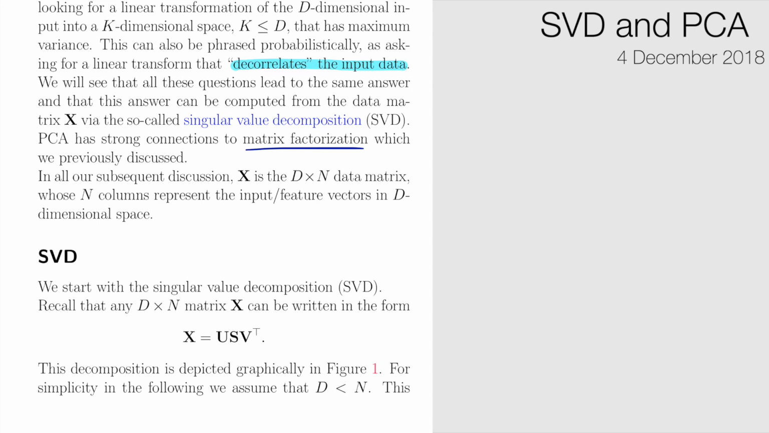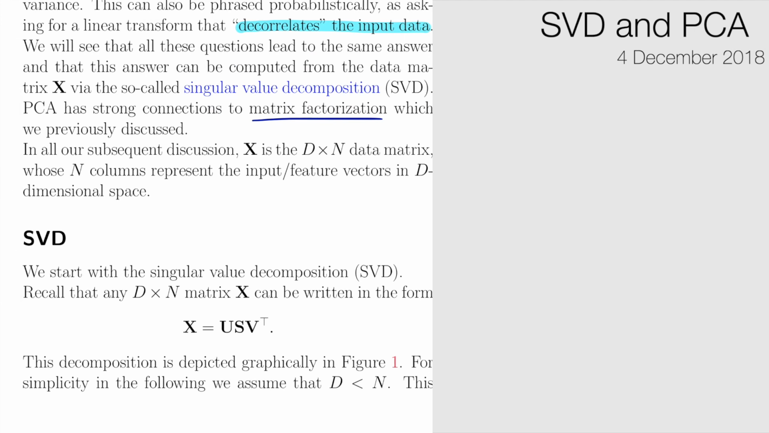Then let's dive in. The data matrix X is given. It's D by N, D rows and N columns, and the SVD is this formulation here. I'm sure all of you have seen it. You can write any matrix X, even if it's rectangular, as this product of three things.